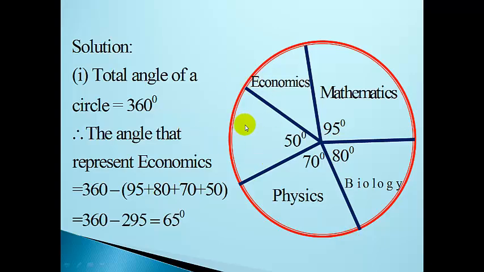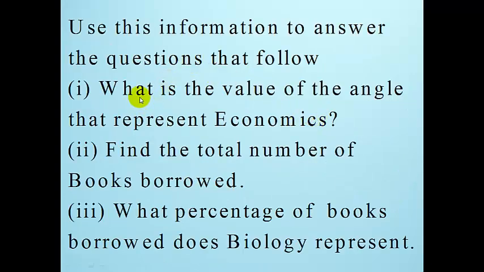Now we look at the solution. 95 degrees corresponds to mathematics. The angle for biology is 80 degrees. The angle for physics is 70 degrees. And the angle for economics is not given. Now we were asked to find the value of the angle that represents economics. Let's see how best we can solve that problem.